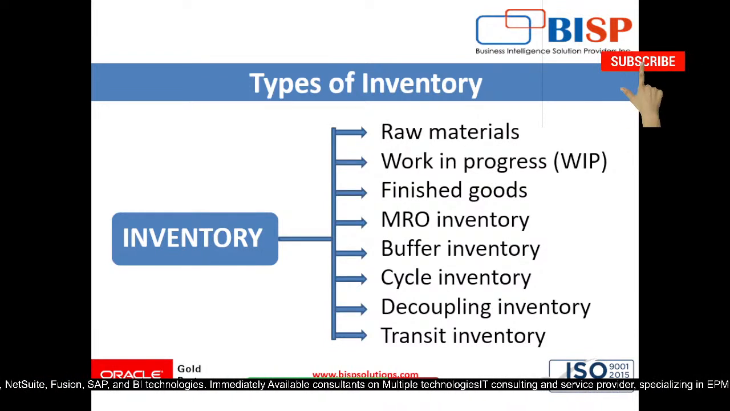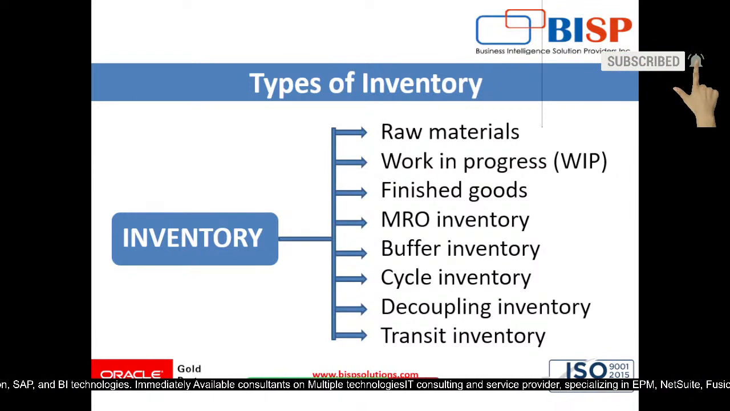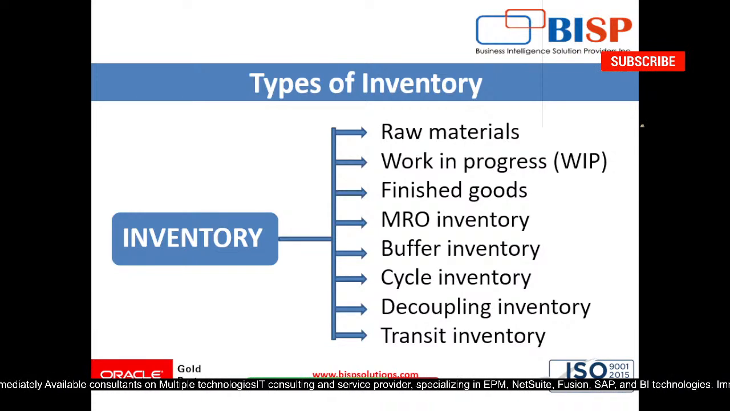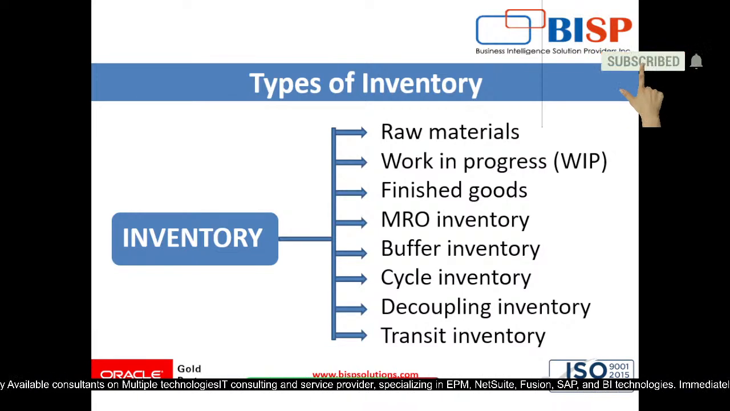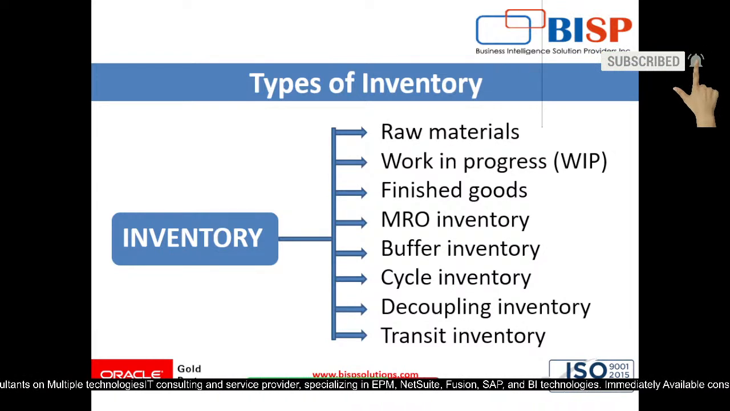Now the concept of raw material as an inventory item exists only in the manufacturing industry. In the case of the trading industry, there is no processing or manufacturing involved, so there is no raw material.